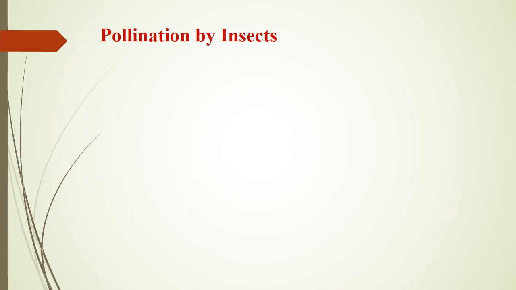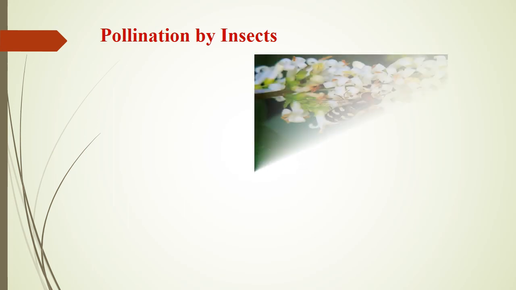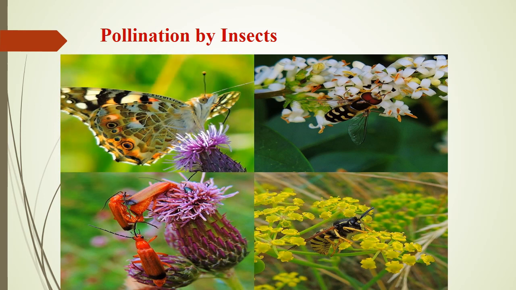So, pollination by insects or animals. Insects and some other animals can also transfer pollen grains when they move from one flower to the other. Bright colored petals, charming shapes, nectar guides, and pleasant smell attract animals towards flowers. Pollen grains have rough and sticky surfaces due to which they stick to animal bodies.